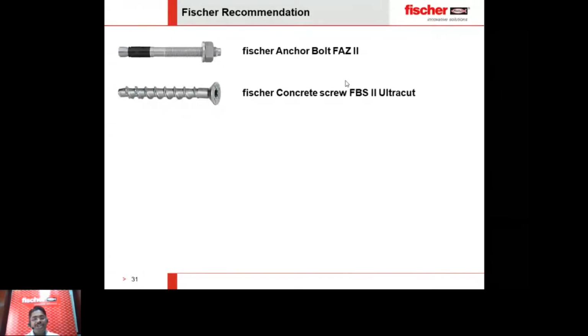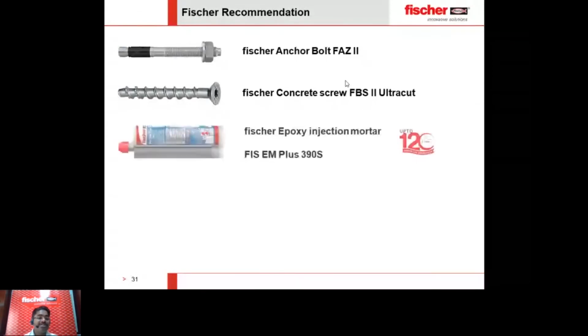This is Fischer concrete screw FBS2 ultra cut, which is basically working based on mechanical interlock. It's cutting the concrete and going inside. So this anchor is really not giving any stress to the concrete to get installed. So you can have very little edge distance with this anchor, and it has very good shear capacity as well as tension capacity.